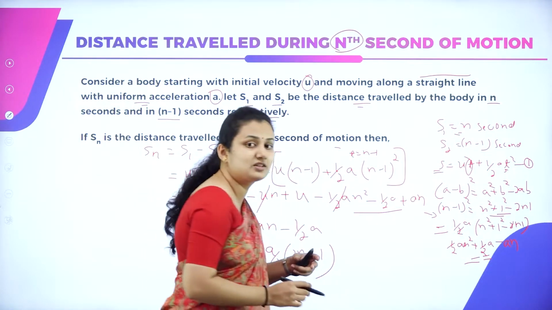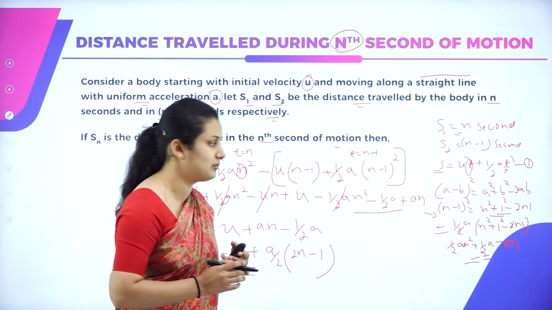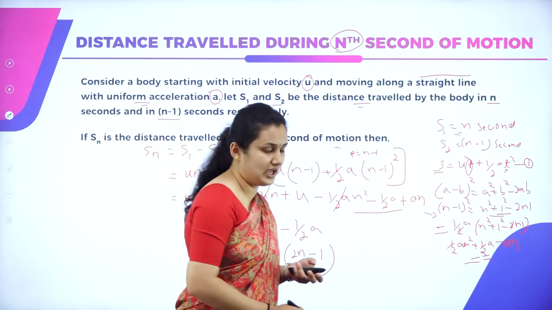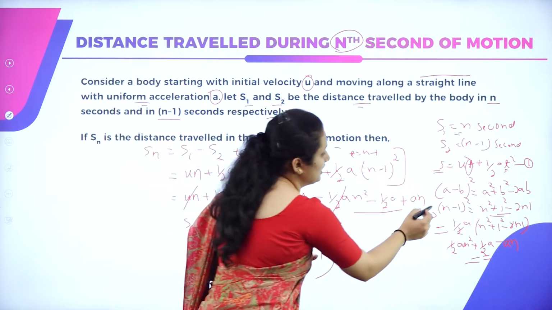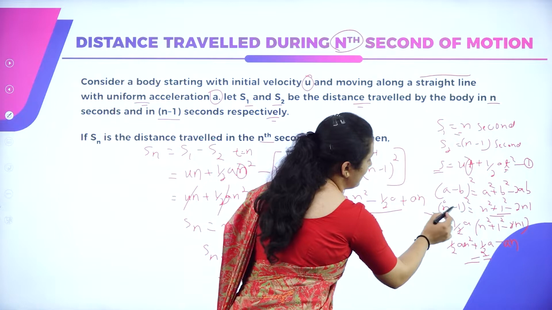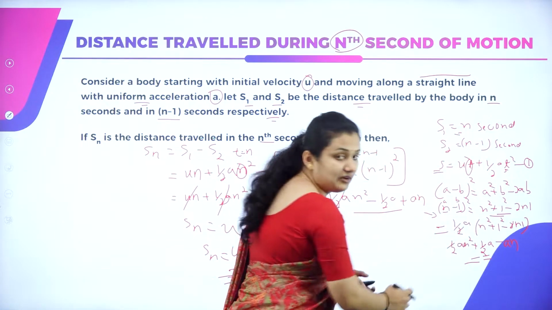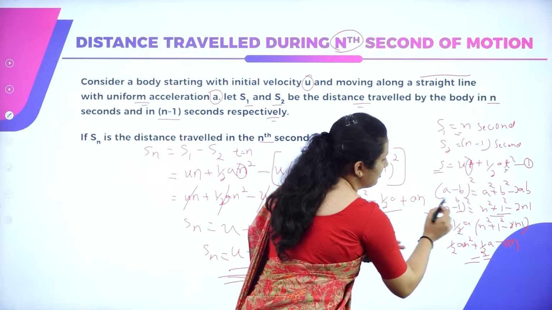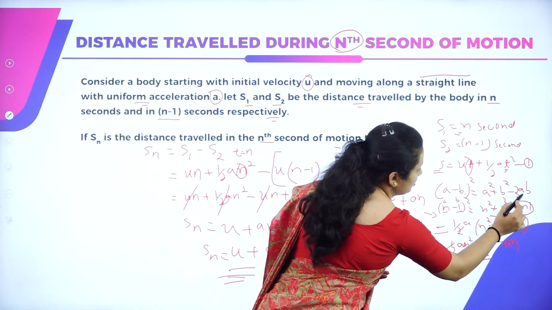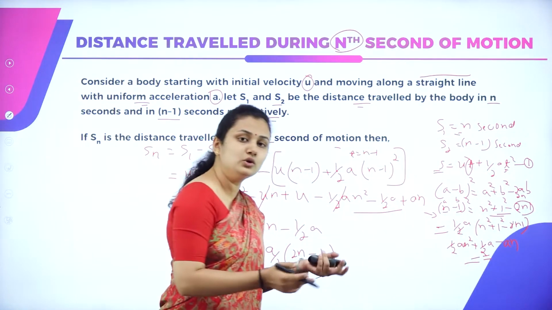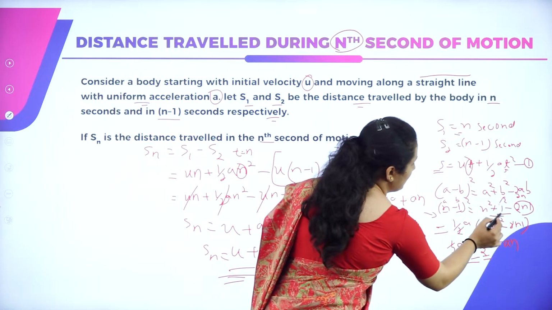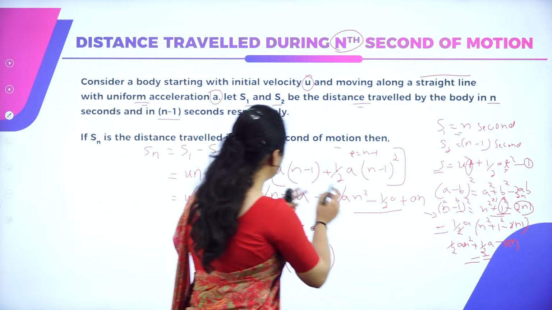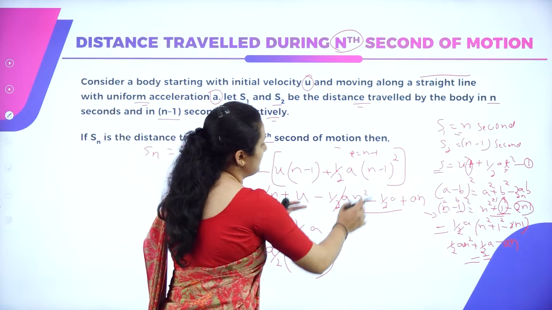So (n minus 1) whole square is similar to the (a minus b) whole square formula in mathematics. So (a minus b) whole square is a square plus b square minus 2ab. Similarly, I have (n minus 1) whole square, where n is your a and 1 is your b. So the formula will change to n square plus b square minus 2ab. 2ab is nothing but 2n, and 1 square is nothing but 1 itself. So you have half here, half a (n minus 1) whole square.